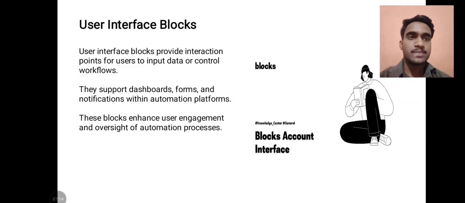In the picture we have to observe the knowledge center, general block, accounts interface. We can easily find out some of the blocks. By using these user interface blocks, we can easily find out what the interface is in the system.